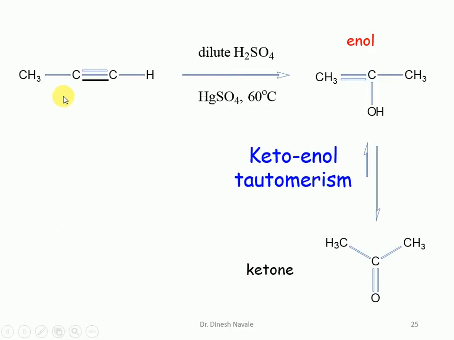So this is also the same thing. Propyne on hydration will give the enol, which then by keto-enol tautomerization will give the formation of ketone. In the previous example it is propyne; this is ethyne, the simple alkyne, which will give the formation of aldehyde. So depending upon the structure of the alkyne, we can get either the formation of aldehyde or ketone.